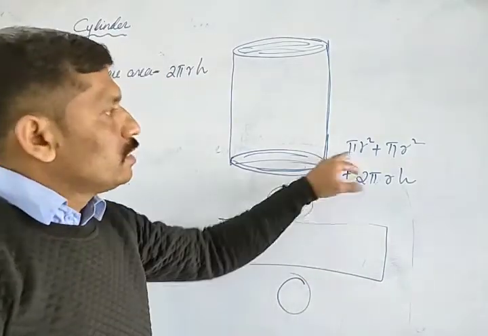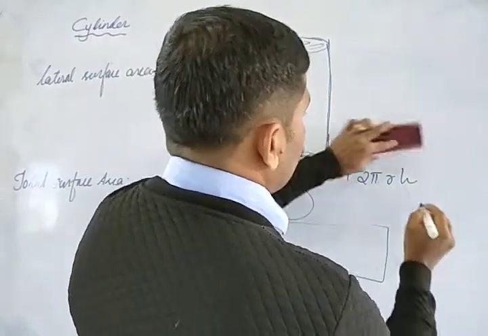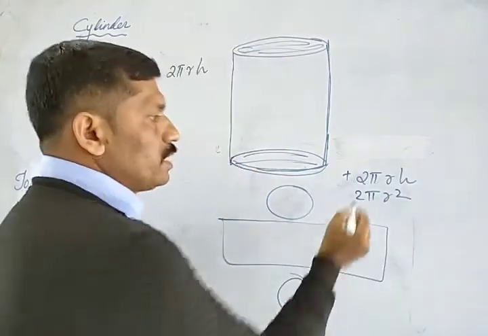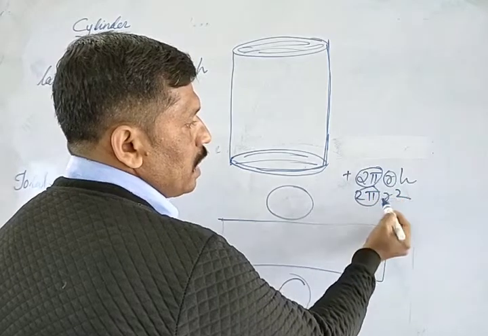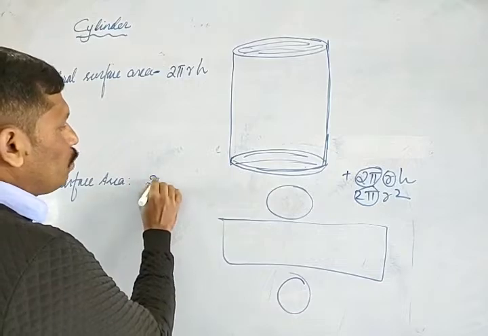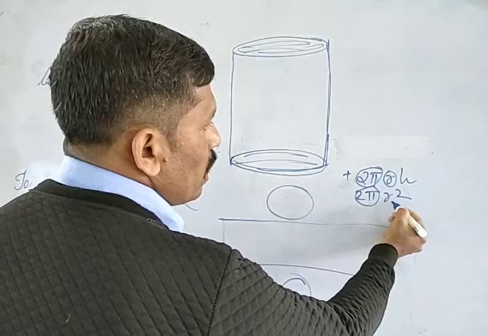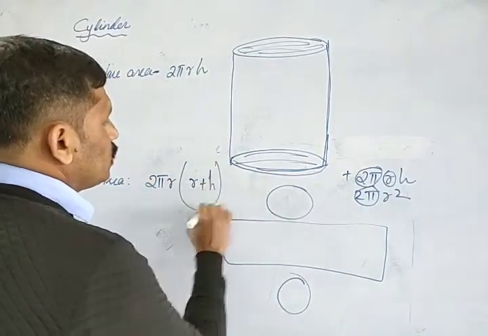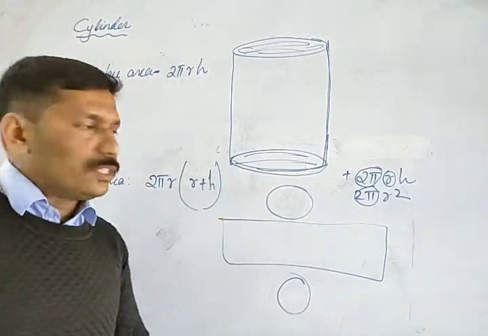That means 2 pi r square, here 2 pi r h. Pi r square plus pi r square means it is 2 pi r square. And here the common thing you can see is 2 pi, and r is common, and from r square, we take one r. So here 2 pi r is the common thing, and what is remaining? Here one r remaining and here one h remaining. That means r plus h. So this is the formula to find out the total surface area of a cylinder.